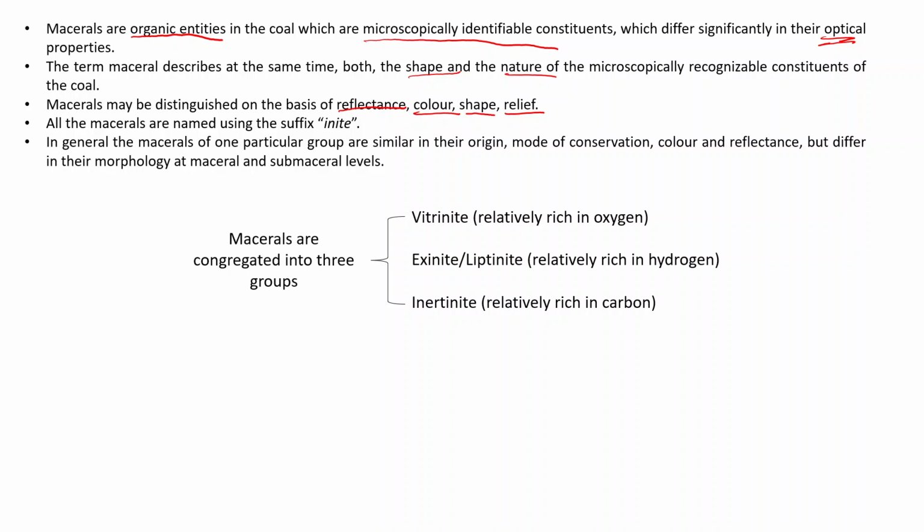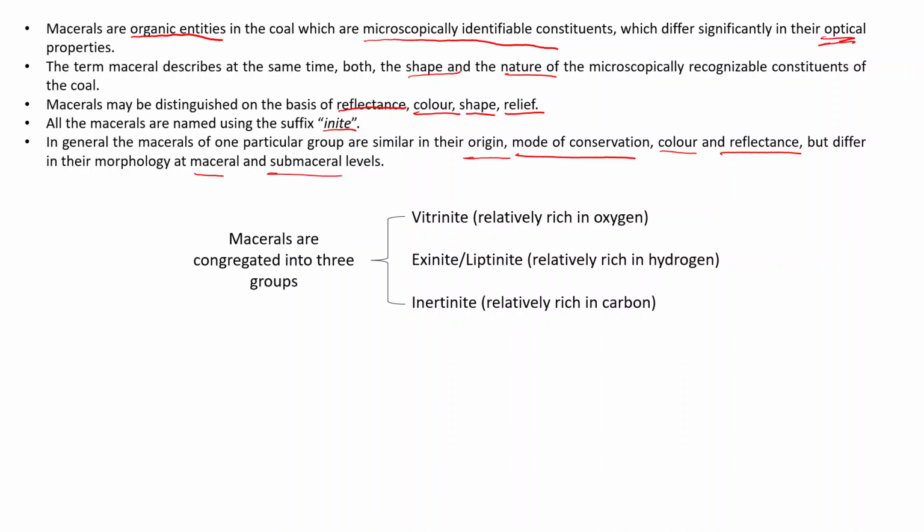While naming the macerals, all the macerals are named using the suffix inite. So you have to add this word inite at the end to name a particular maceral. Say, for example, the vitrinite, so the inite word is added in this maceral name. In general, all the macerals of one particular group are similar in their origin, mode of conservation, color, and reflectance, but differ in their morphology at maceral and submaceral level.